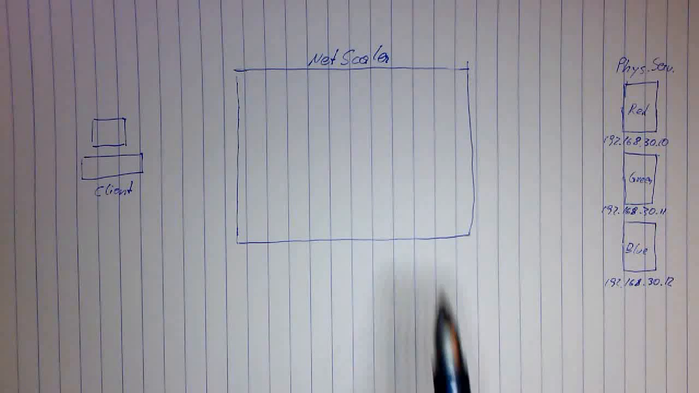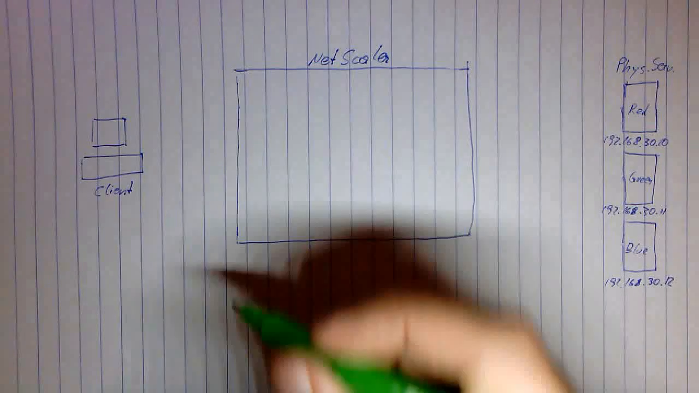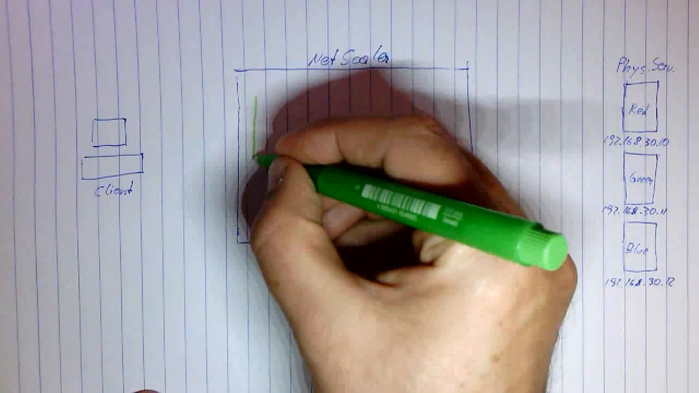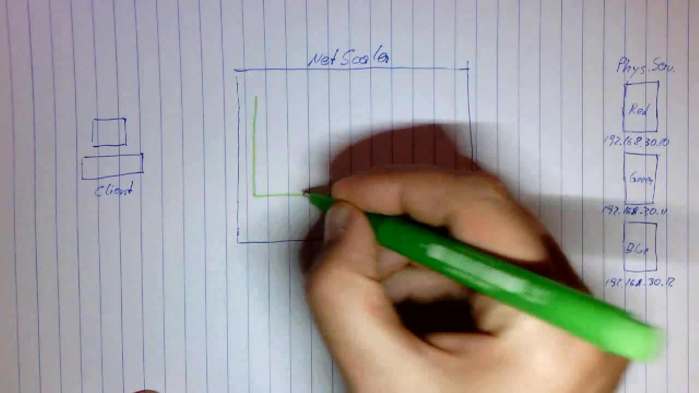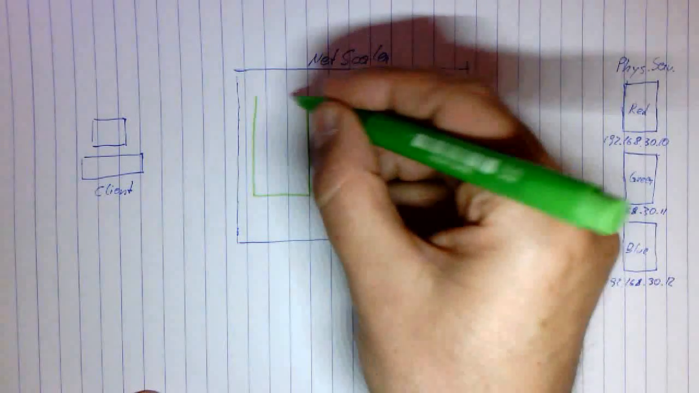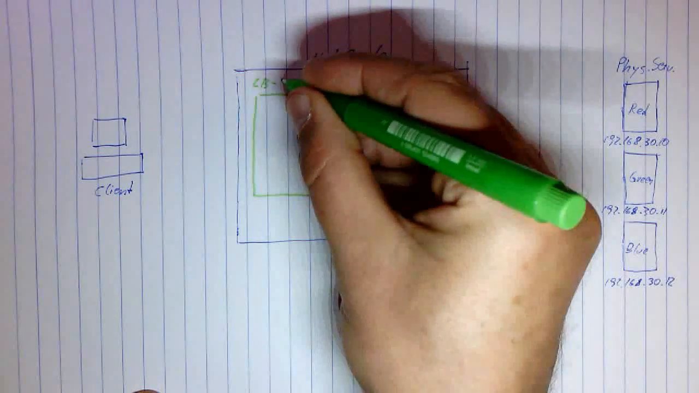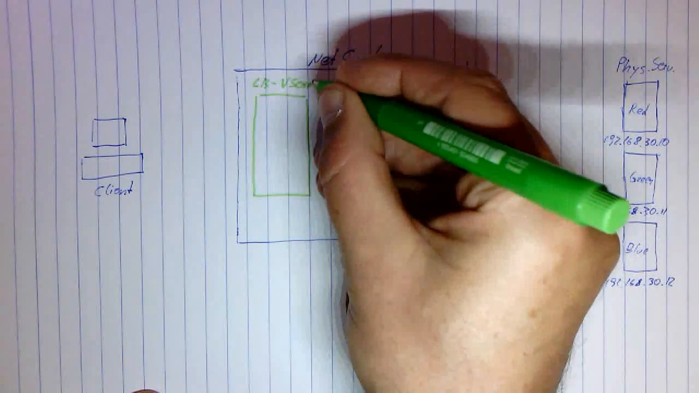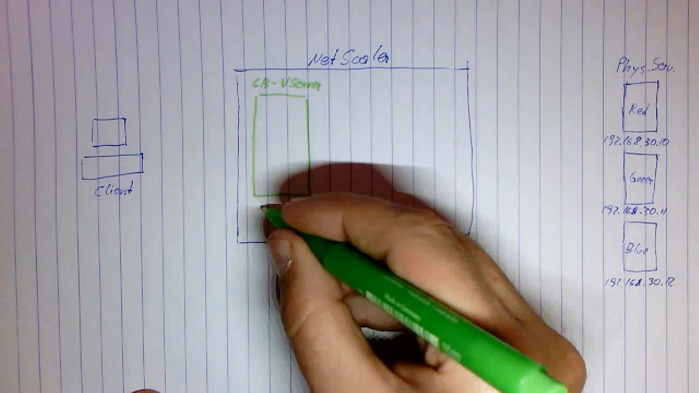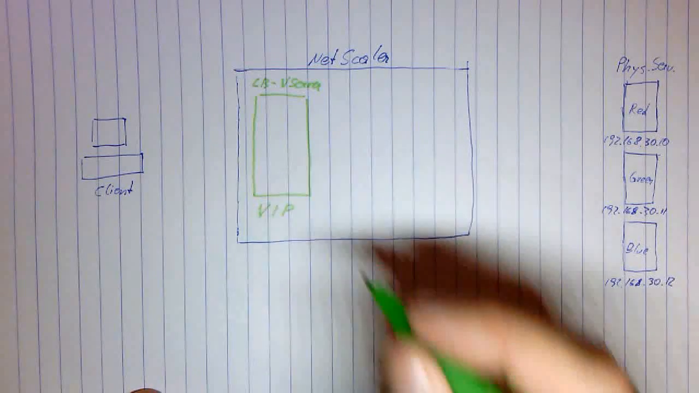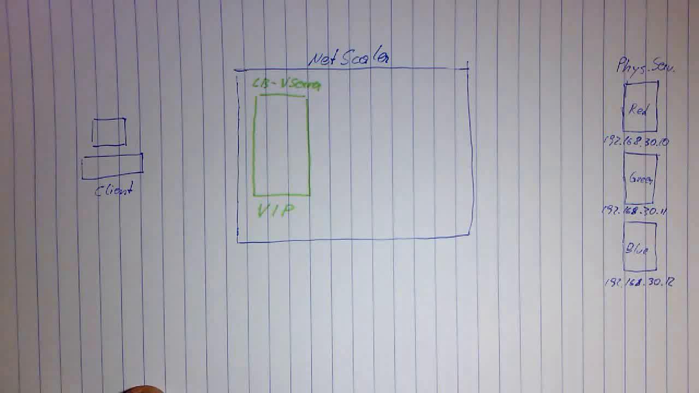Now the first entity inside of my NetScaler, the first thing I have to paint into my NetScaler, is the load balancing virtual server. The load balancing virtual server is the thing the client will connect to. So this is a virtual server, a load balancing vServer. And of course this vServer has a virtual IP address, so the client is able to connect to it.